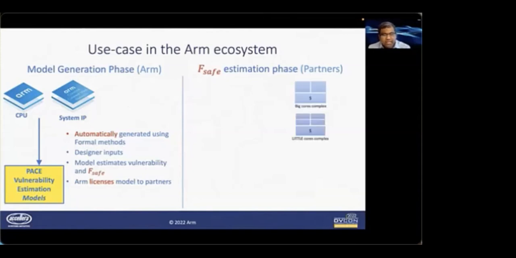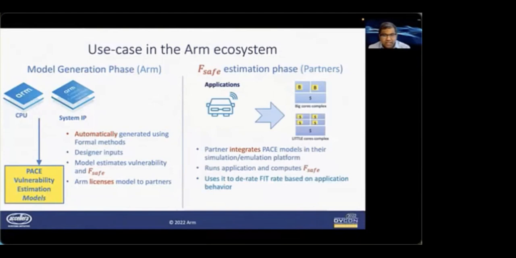The next model is at the partner's end, where they take these PACE models and they build their whole SoC along with our cores. They have the PACE models for the particular cores. And what they do is they integrate these PACE models for the cores along with their existing simulation or emulation platform. They have the set of applications that they would target for their particular needs. And that would help them derate the F-safe or the fit of the CPU using these PACE numbers, and therefore get more grounded or more realistic fit numbers that would benefit their SoC fit estimates.